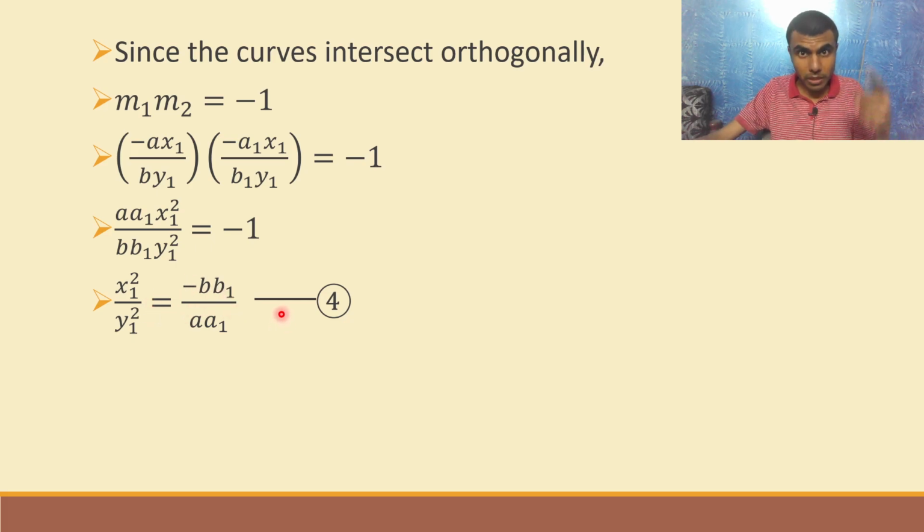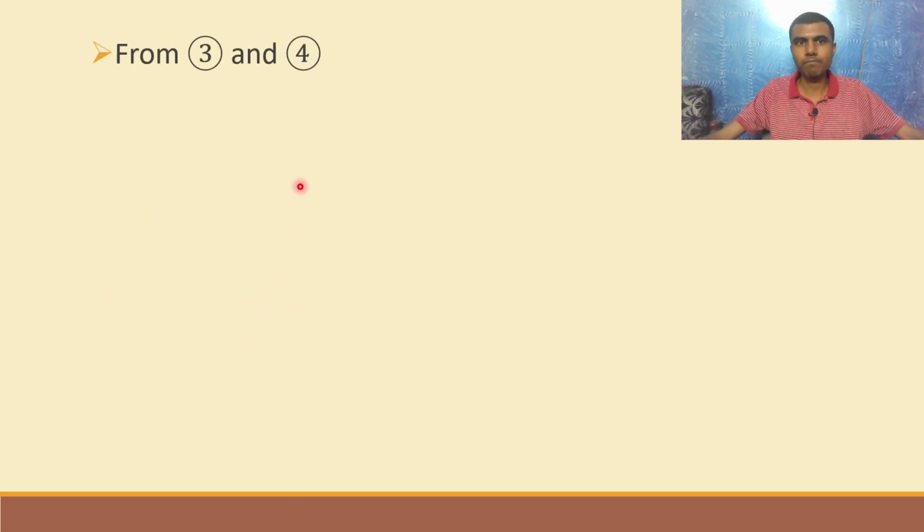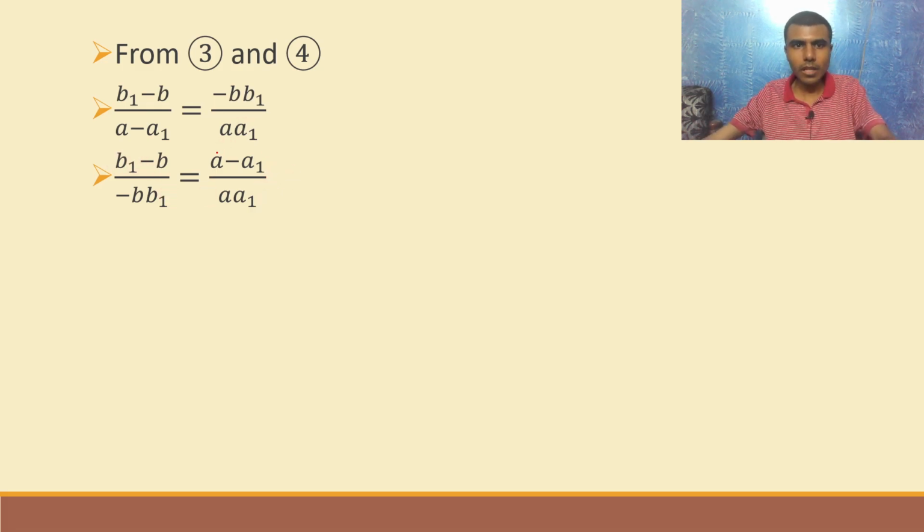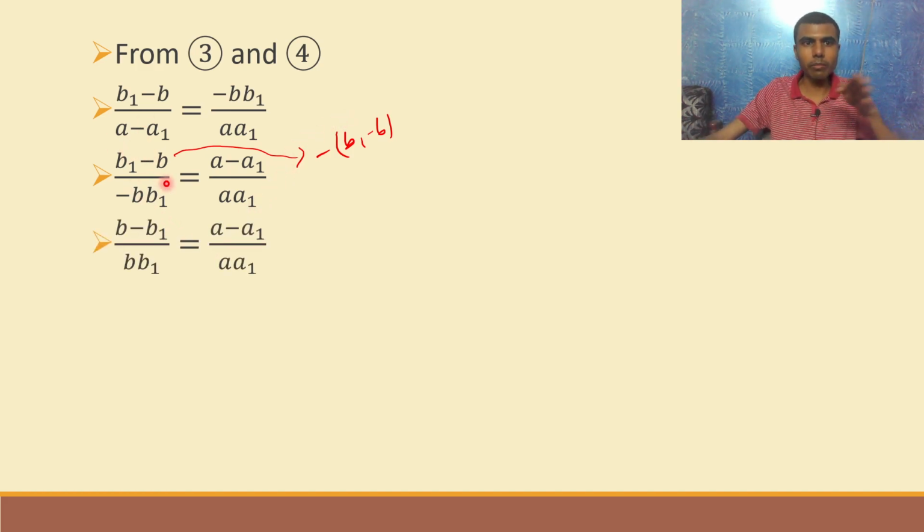Now equating from 3 and 4, that one's RHS and this one's RHS, this is what I'll get: b1 minus b by a minus a1 is minus b b1 by a a1. Now send minus b b1 here, a minus a1 here. Now minus, take it to the numerator, multiply. So what I'll get is minus of b1 minus b. What is minus of b1 minus b? Minus b1 plus b, so b minus b1. So this one is going to be b minus b1 by b b1 is equal to a minus a1 by a a1.